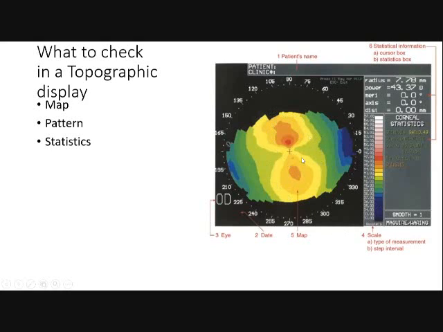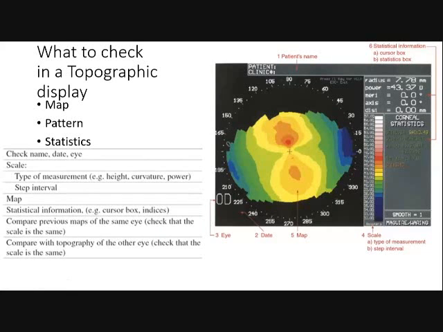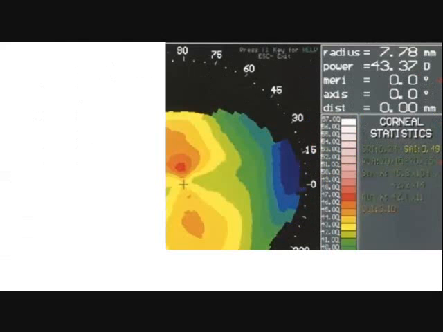Number five is the map. Number six is the statistical information. This one. So I will touch each one by one. Now, statistical information, and if we want to check the previous maps of the same eye, or we want to check the maps of this eye with other eyes, we should have the same scale, and the scale can have different gradients. For example, one diopter differences, half diopter differences. We will see that. Okay, so this is the cursor scale.